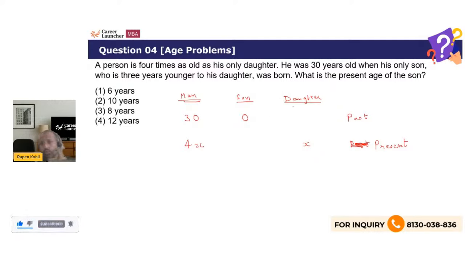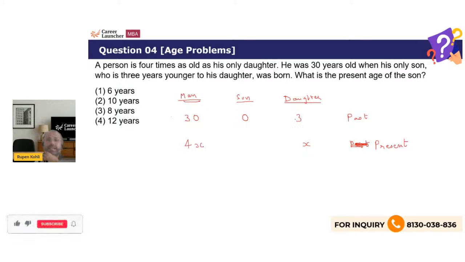His only son is 3 years younger than his daughter, which means his daughter must have been 3 years older than the son at that point of time also, which means she was 3 years old. Now we can understand that we are going in the past. The man is 30, the daughter is 3. So the age gap is what? 30 minus 3, 27 years. 27 is the age gap.